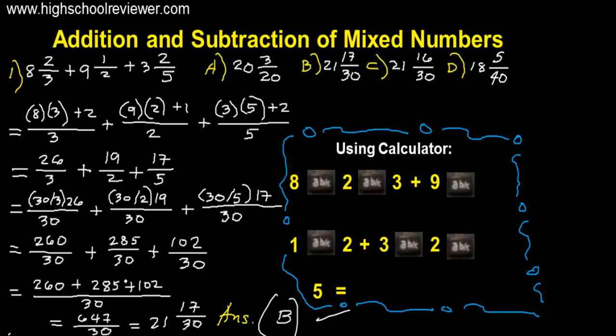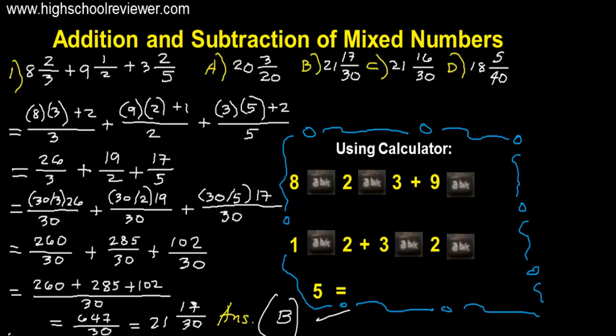numerators, we have 260 plus 285 plus 102. And this will give us 647/30. But this is not our final answer because this is an improper fraction, so we have to simplify. We need to change this to a mixed number. So 647 divided by 30, the whole number is 21. And then just copy the denominator, which is 30.